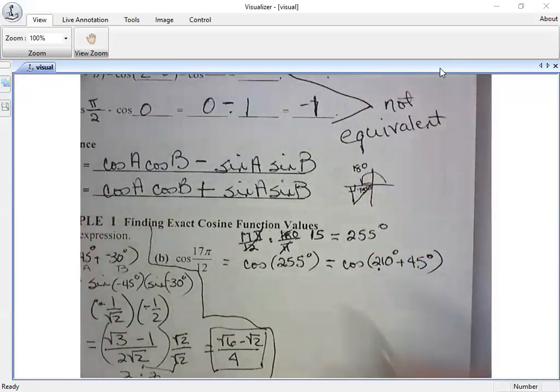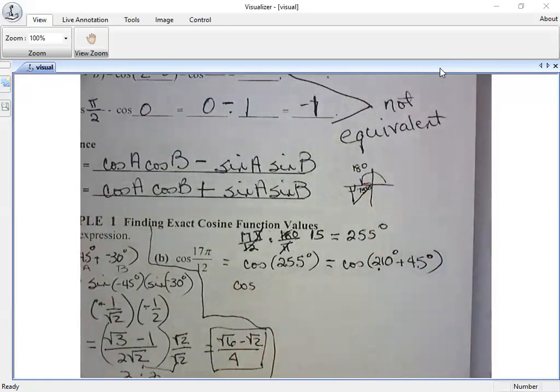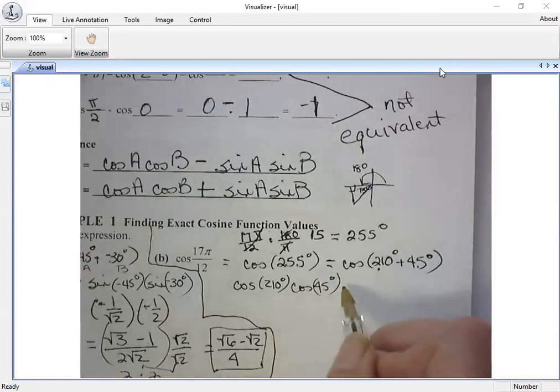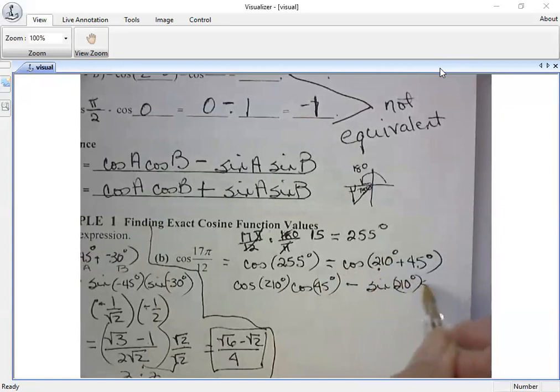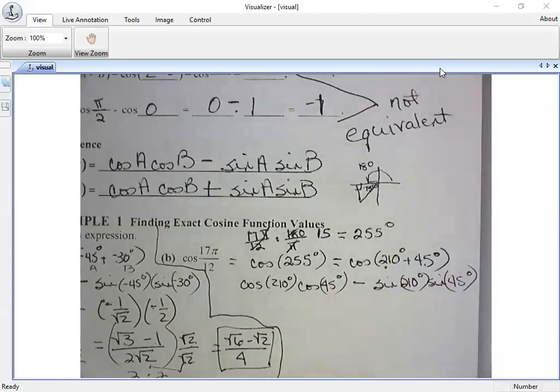How would you want to do it? It'd have to be the cosine of 210 times the cosine of 45. At least this way we're working with all positive values. And then my sign is minus sine of 210 times the sine of 45. Very good. And I can use the same triangles.